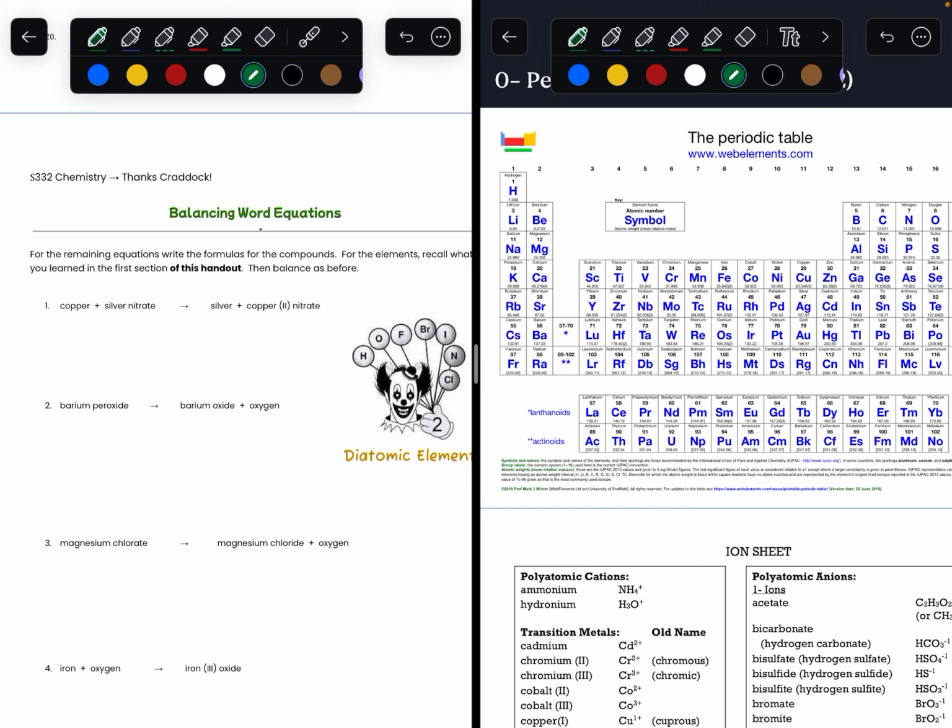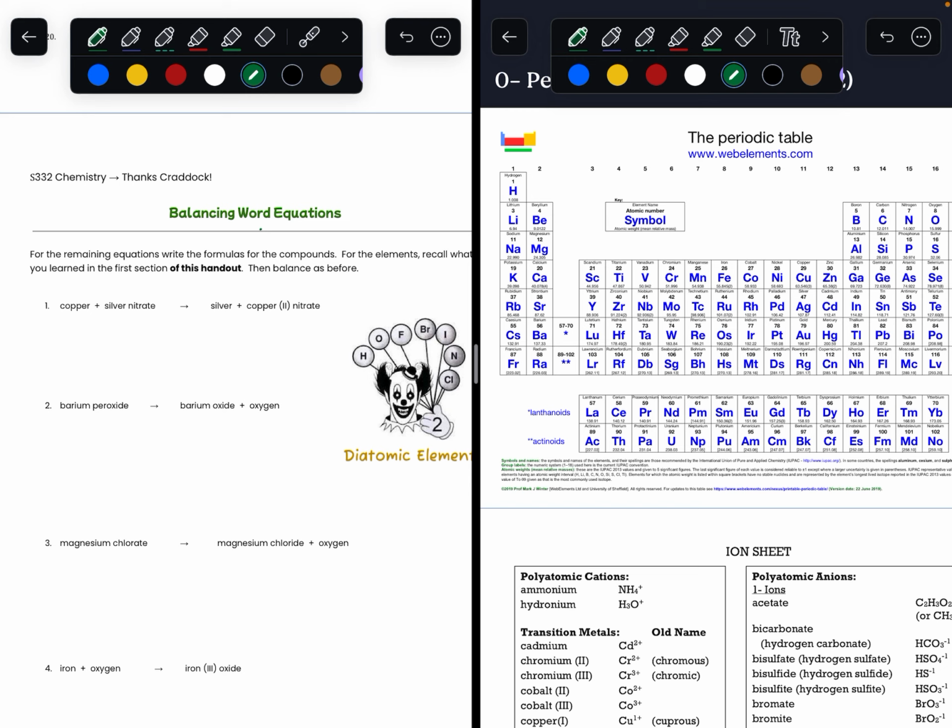So the purpose of this is to take you through a few examples so that we can get well equipped and ready to do this on a quiz and in the future in this class. Looking at number 1, we're going to do that as our first demo problem. We have copper plus silver nitrate turning into the products of silver and copper 2 nitrate.